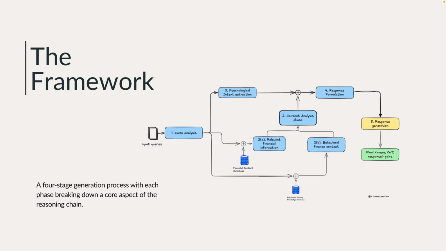With these two being the common steps, the third step is where we try to incorporate the behavioral signals from the user's query. This is what we call the psychological intent extraction or integration. And finally, all the information from these three key stages is combined and organized into a structured guideline, which is then used to generate the chain of thought and response pairs.